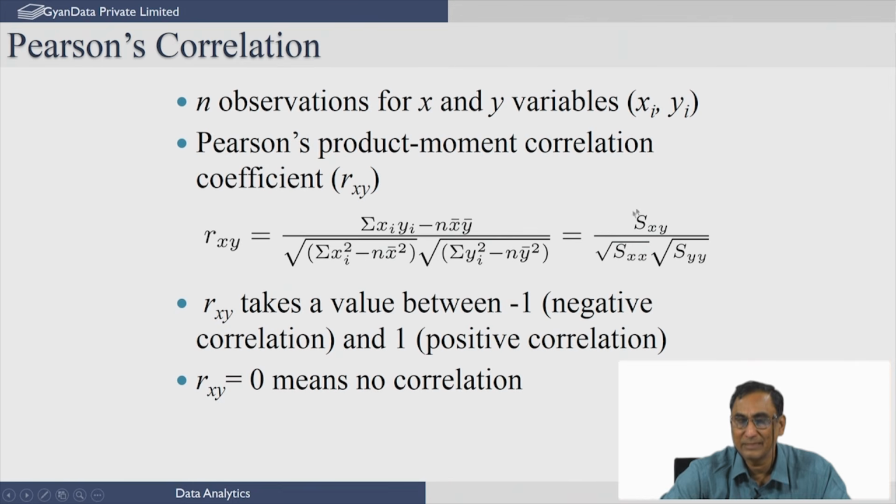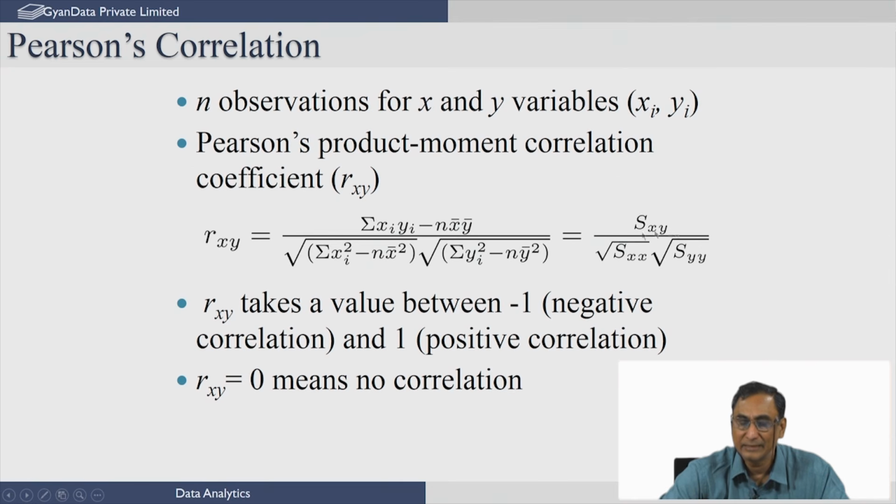The numerator represents the covariance between x and y, and it can also be computed in this manner. We can expand the definition we have for the covariance, and we find that it is nothing but the sum of xi yi minus n times the mean of x and the mean of y, which represents the covariance of x and y, and the denominator represents the standard deviation.